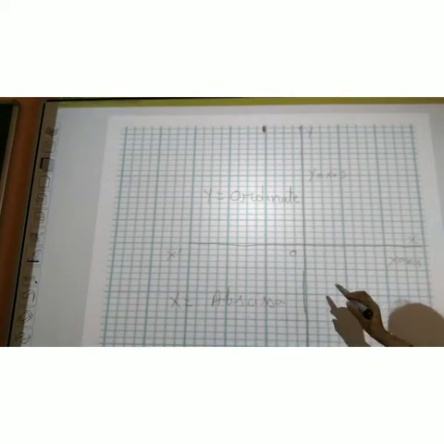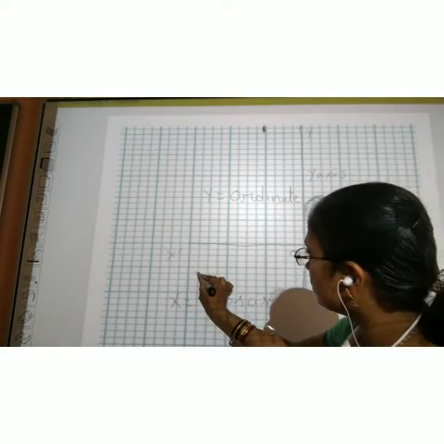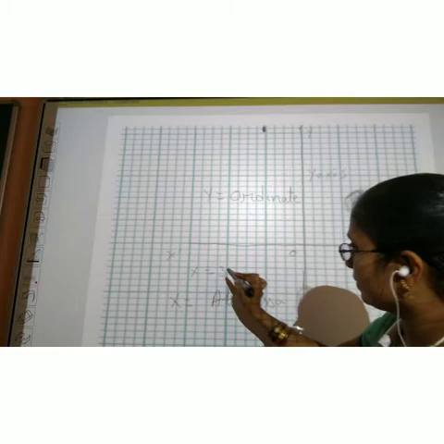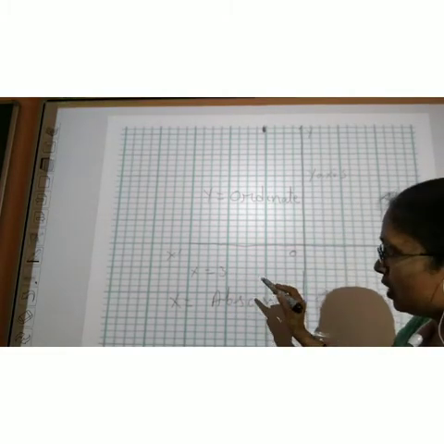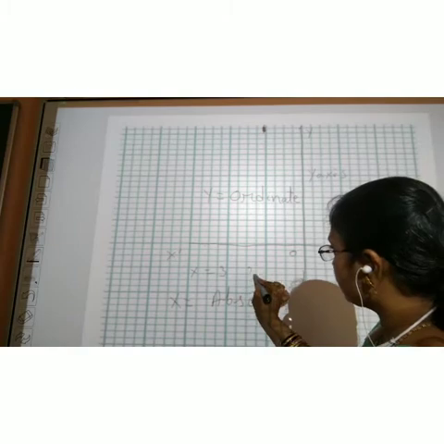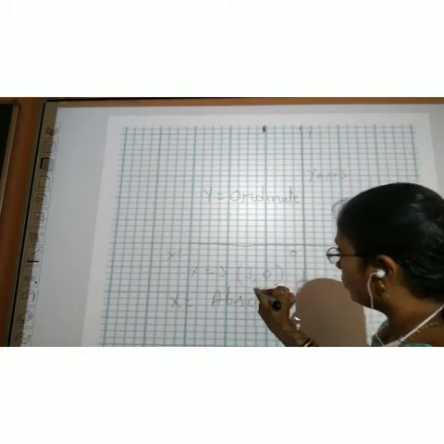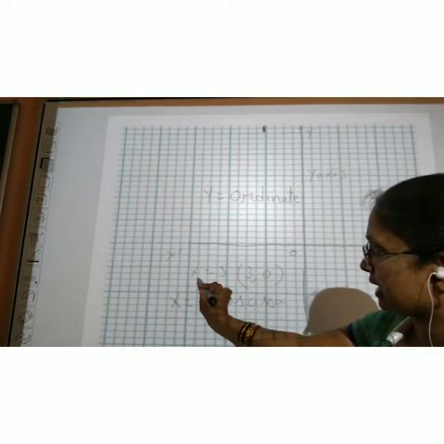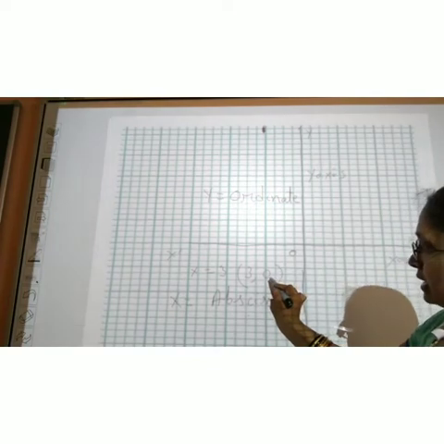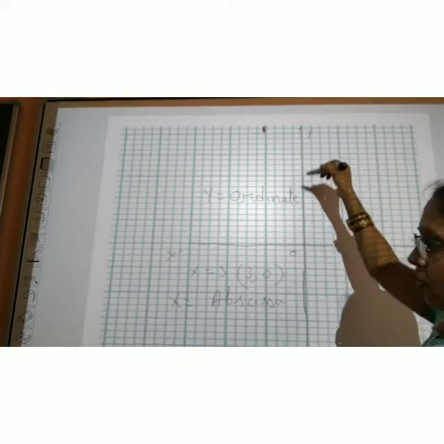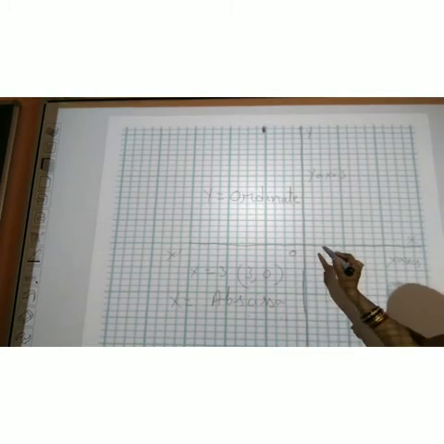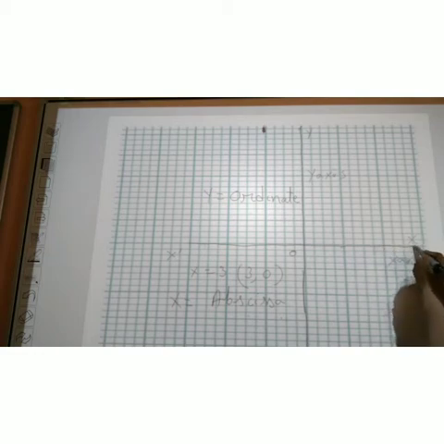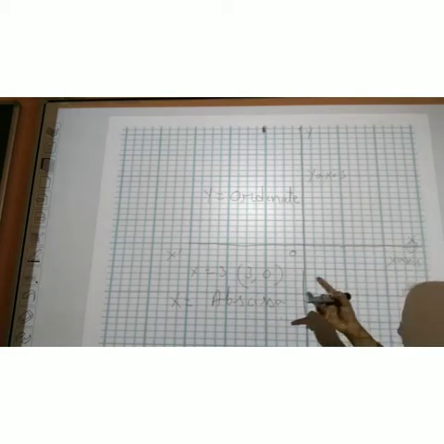Suppose I say x is equal to 3 and there is no y value. So how can we write it? The pair will be written as (3, 0). Always the pair is written like this. The first number represents the x coordinate, that is the abscissa, and the second number denotes the ordinate value. As the y value is 0, where will it lie? On the x-axis, here 1, 2 and 3. This point represents (3, 0).